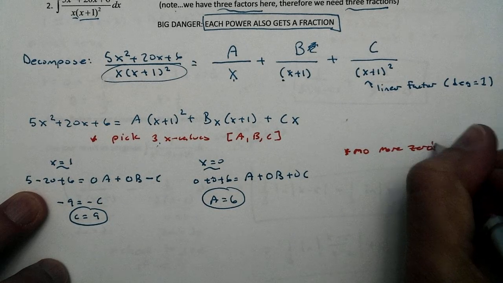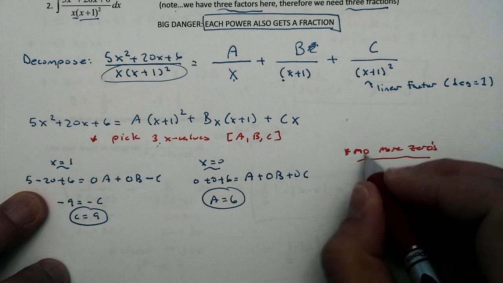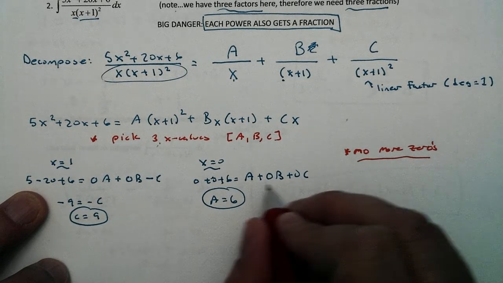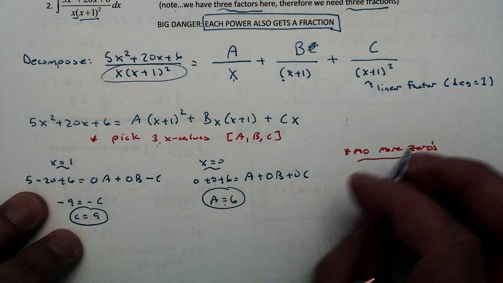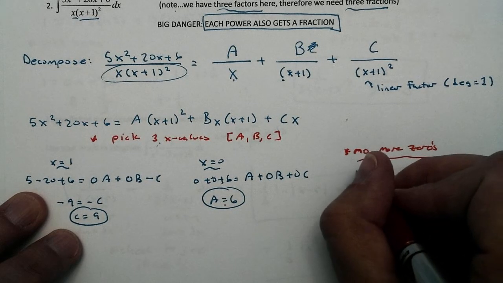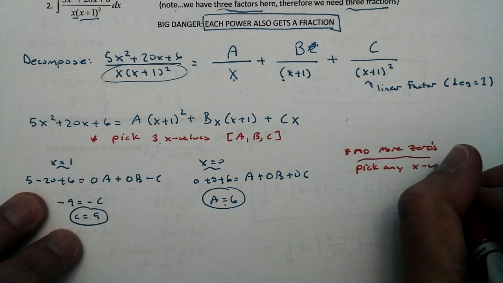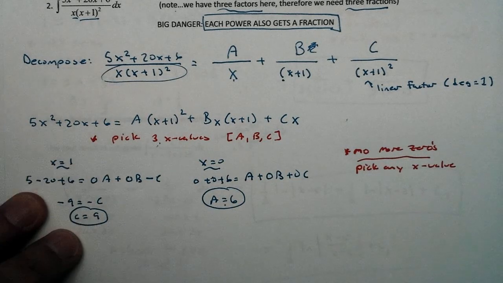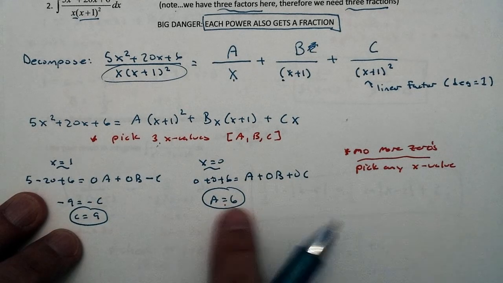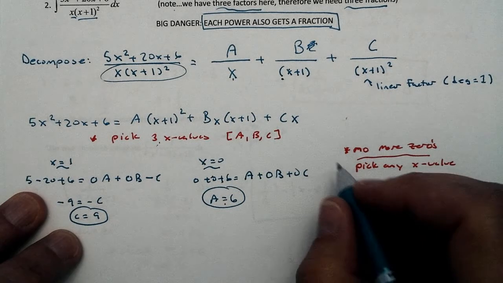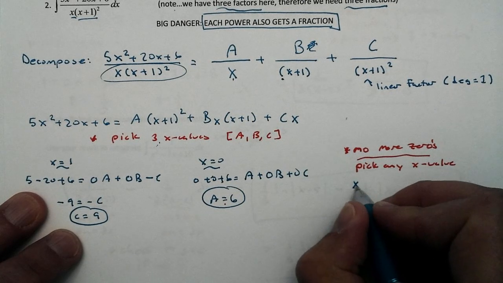So what do we do? Well, if there's no more zeros, you get to randomly pick one. So we have A and we have C. So we are going to randomly pick any x value. So I'm going to pick x equals 1. Keep it simple. Don't be like, I'm going to pick pi. It'll work, but it's not going to work out very nice. So I'm going to let x equal 1.